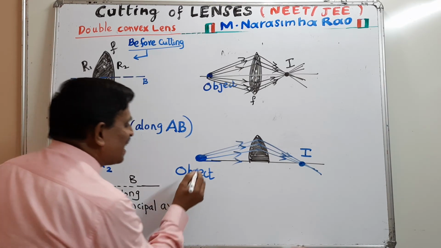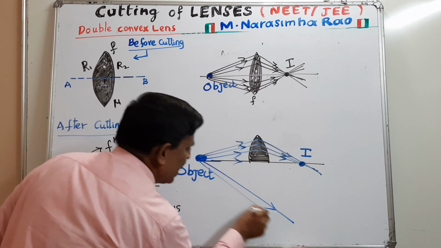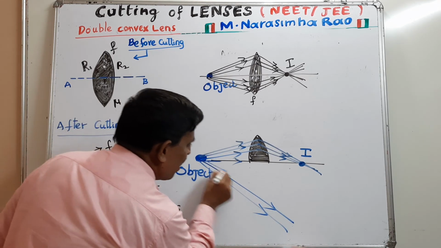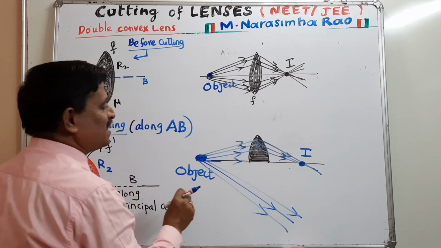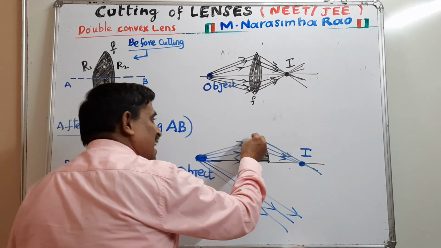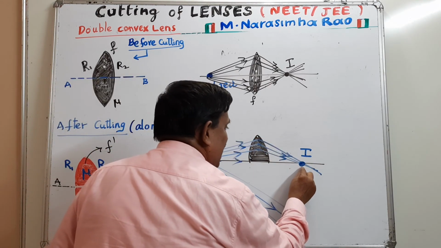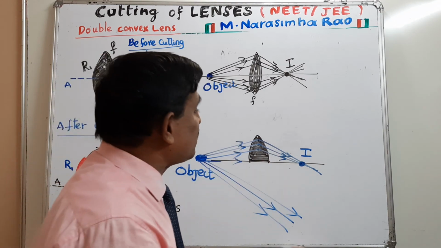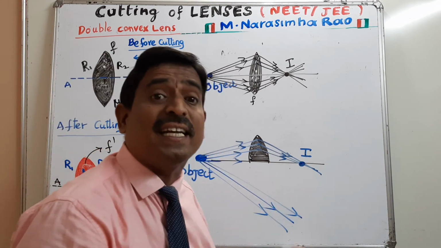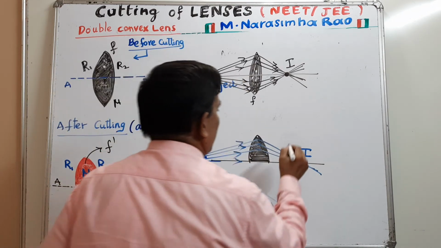Now the light rays which are coming this side are moving away. They are not passing through this lens. Only half of the light rays are incident on the convex lens. Those light rays form the image. Brightness of the image is reduced. Intensity of the image is reduced.